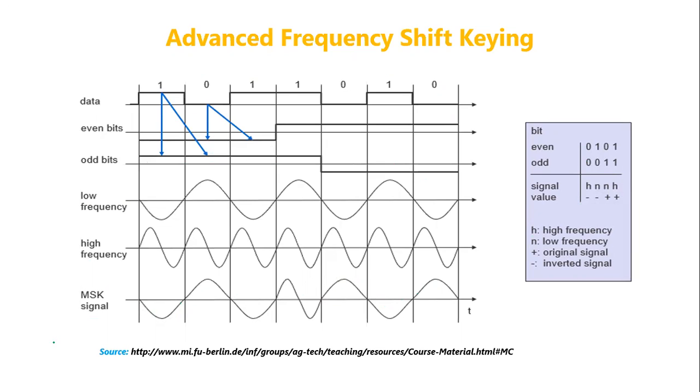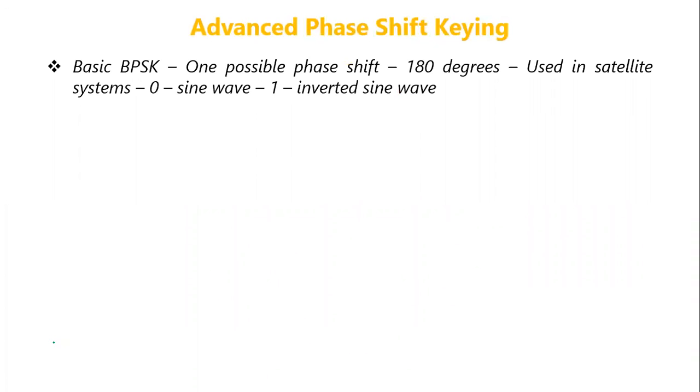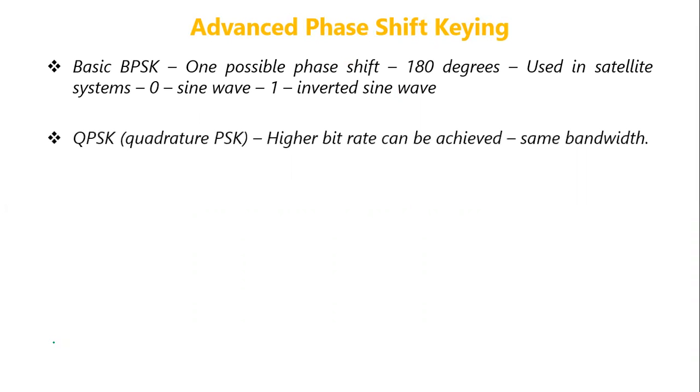The next topic that we'll be discussing is advanced phase shift keying. With basic phase shift keying, only one possible phase shift, that is a 180 degrees shift, is used to represent zeros and ones. Basically that is used with satellite systems. Whenever there is a zero, the sine wave is transmitted as it is, and whenever there is a one, it represents the inverted sine wave.